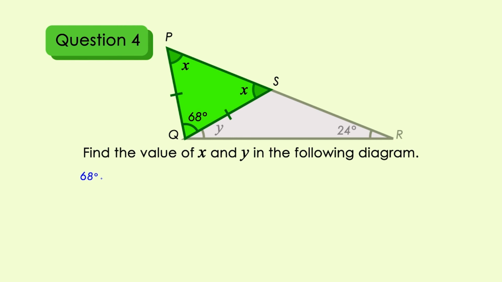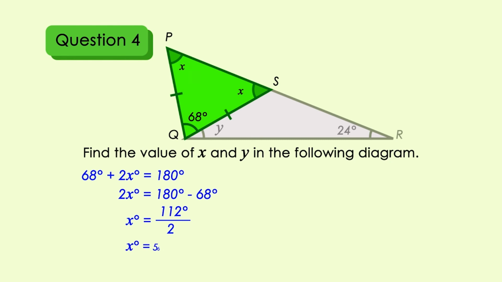So, 68 degrees plus 2x equals to 180 degrees. 2x equals to 180 degrees minus 68 degrees. To find x, we divide the answer 112 by 2. Finally, the answer for x is 56 degrees. Next, we need to find the value of y. Do you have any idea?